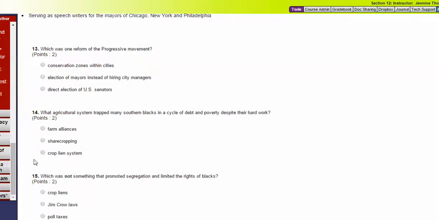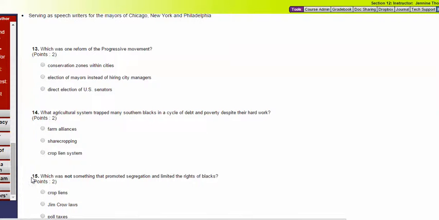Number 13, which was one reform of the progressive movement? Conservation zones within cities, election of mayors instead of hiring city managers, or direct election of U.S. senators. Number 14, what agricultural system trapped many Southern blacks in a cycle of debt and poverty despite their hard work? Farm alliances, sharecropping, or the crop lien system.